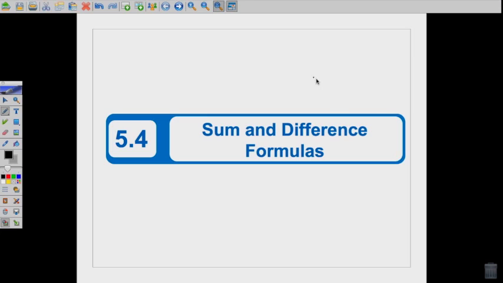There will be no interruptions today. This is far too important. Hello and welcome to Chapter 5, Section 4, Sum and Difference Formulas.